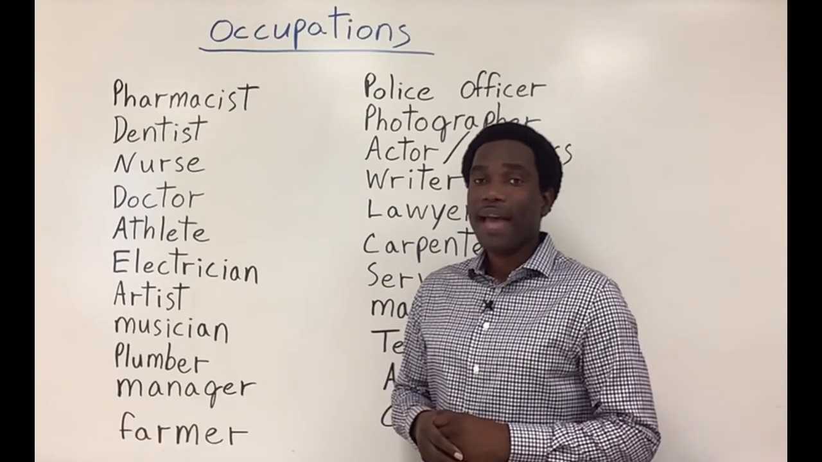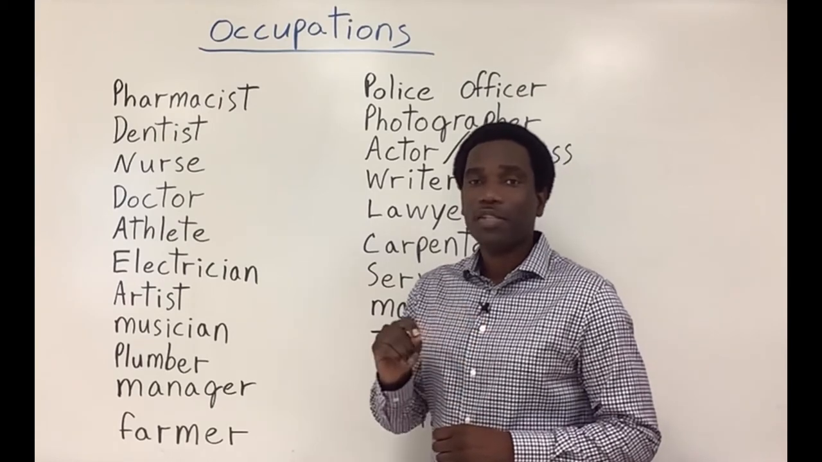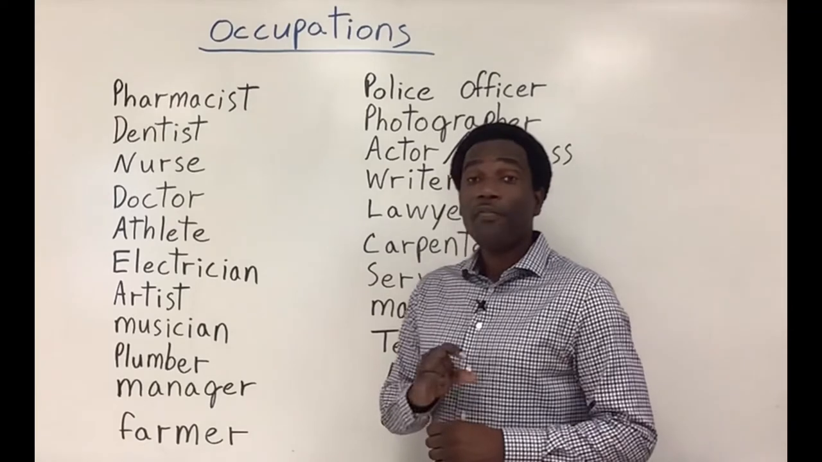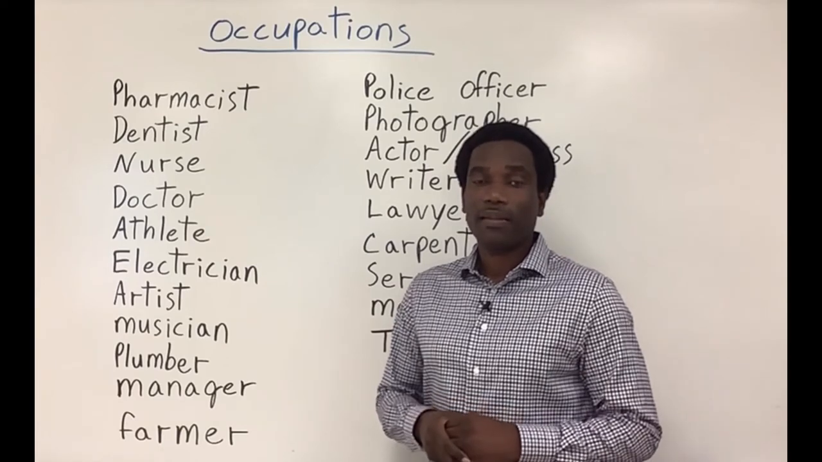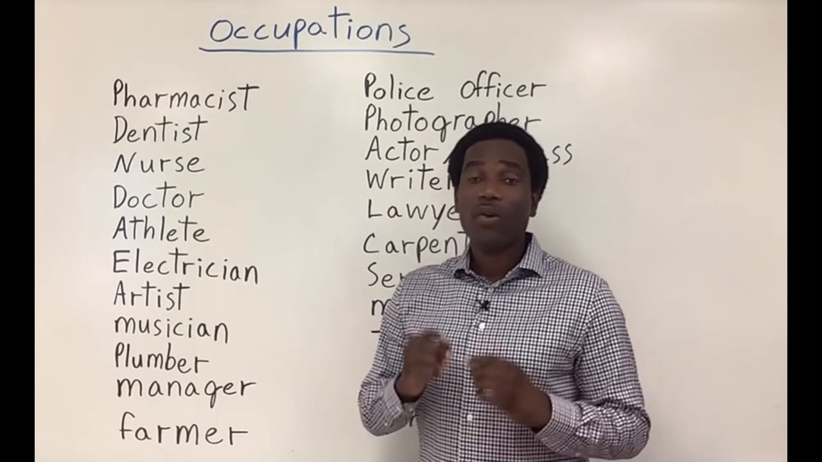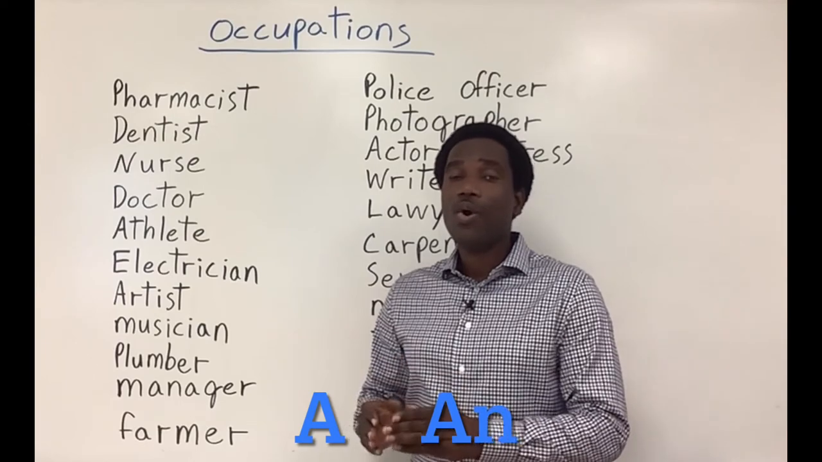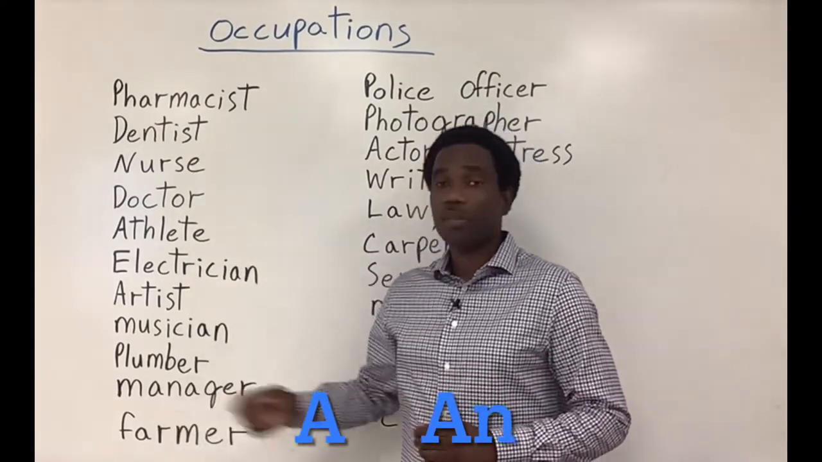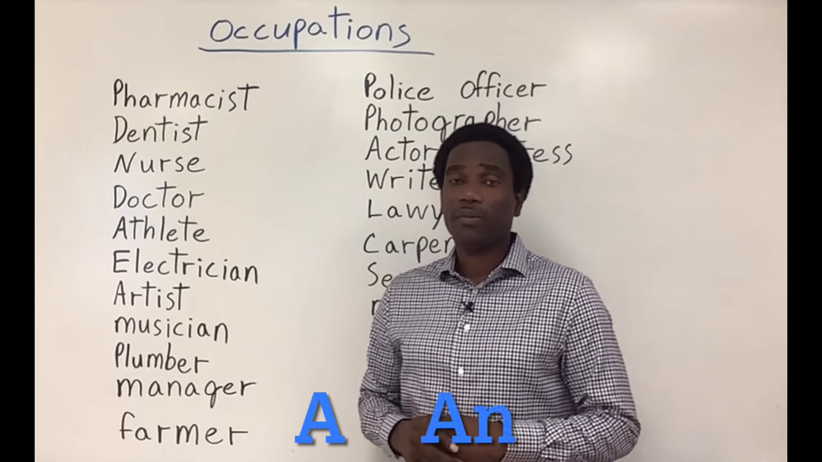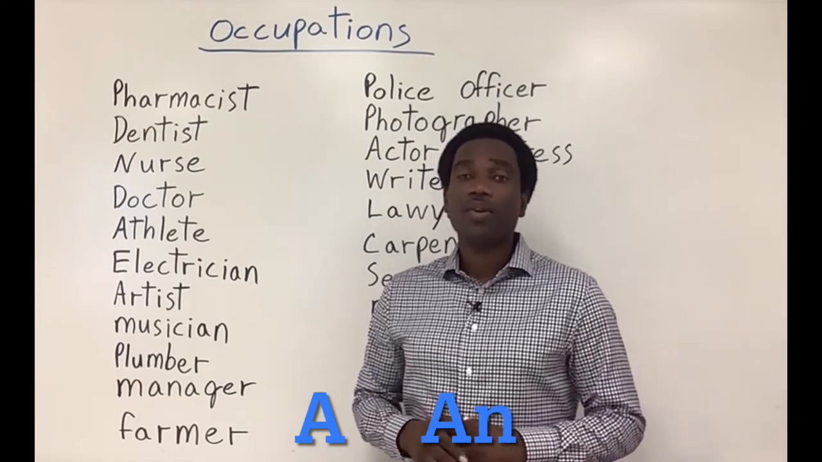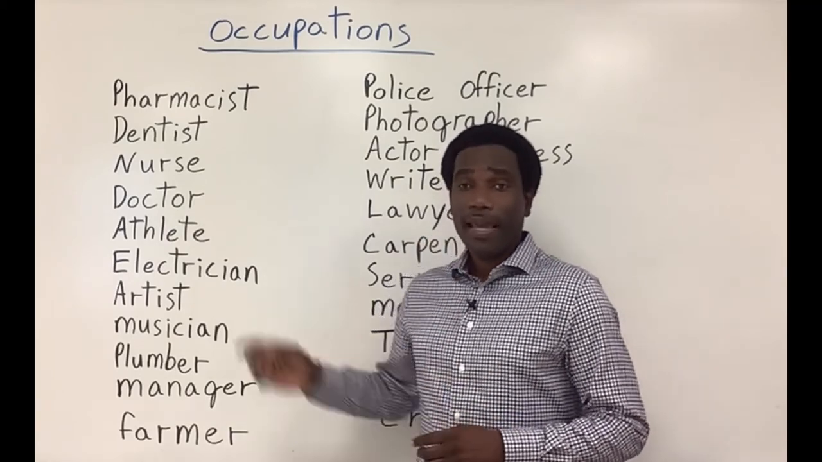Manager, manager. Farmer, farmer, a person who works the land, a cultivator, a farmer. Now, I want you to take the time and put the article a or an before each of these professions. Don't forget, a if it begins with a consonant sound, an if it begins with a vowel sound. Now, I want you to pause the video and go ahead and do this activity.